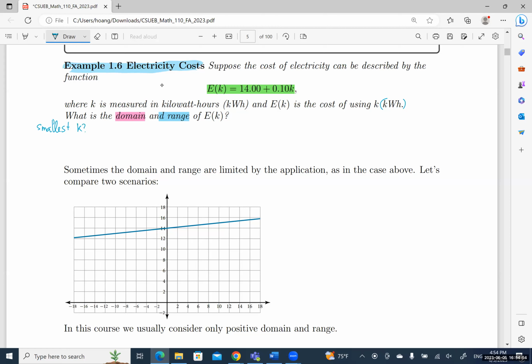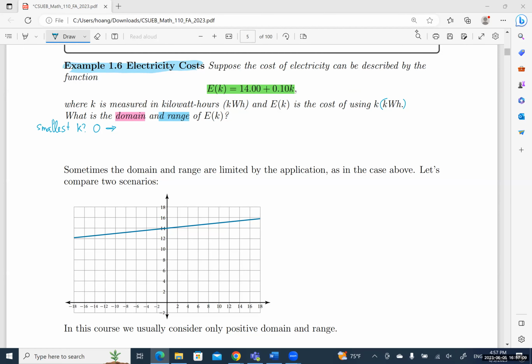Okay, what do you think? 0, right? I mean, if you don't use anything, it's 0. It cannot be a negative number. So I would say 0, right? So then for the smallest, oops, give me 1 second. So what is the smallest K in here? It is 0, right?